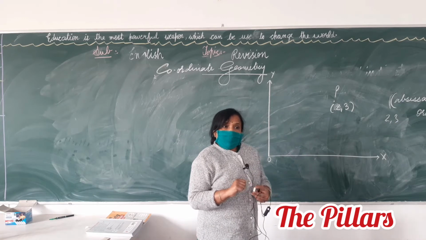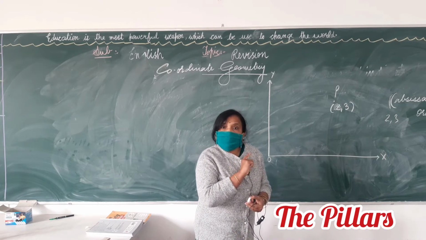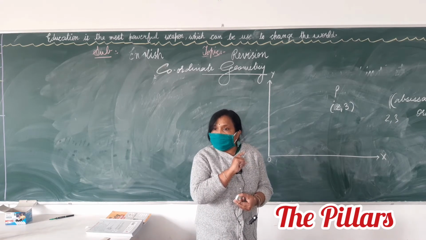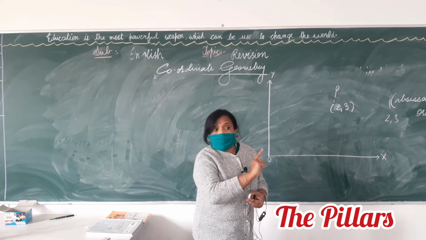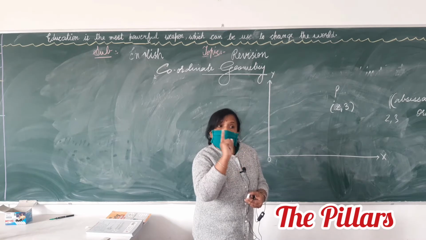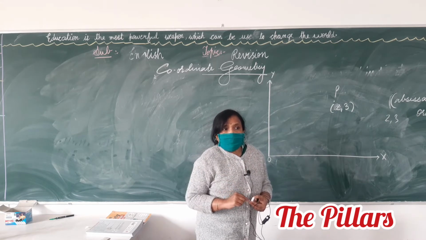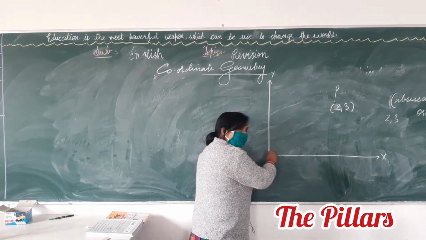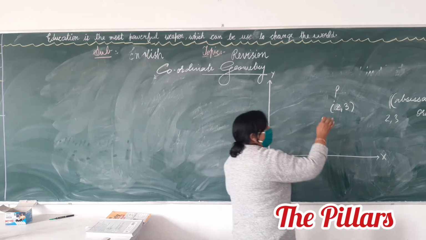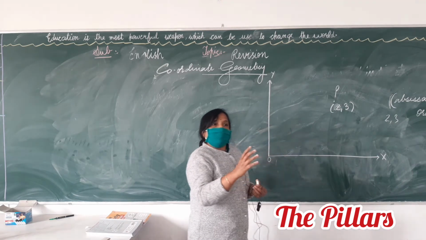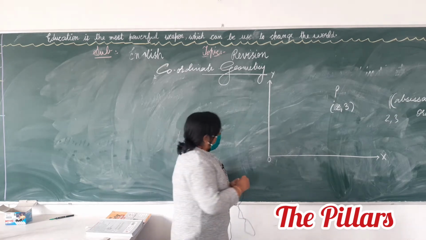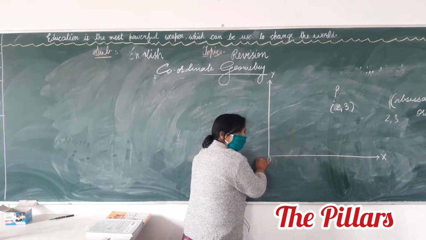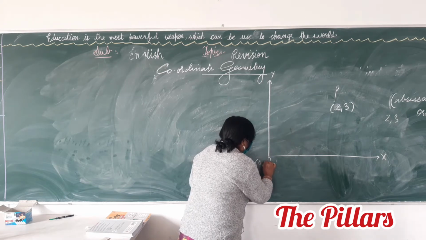Clear to everyone? What are these? Ordered pairs, in which the first one represents distance along x-axis, the second one distance along y-axis. Together abscissa and ordinate are called coordinates. What are the coordinates of the origin? 0, 0.